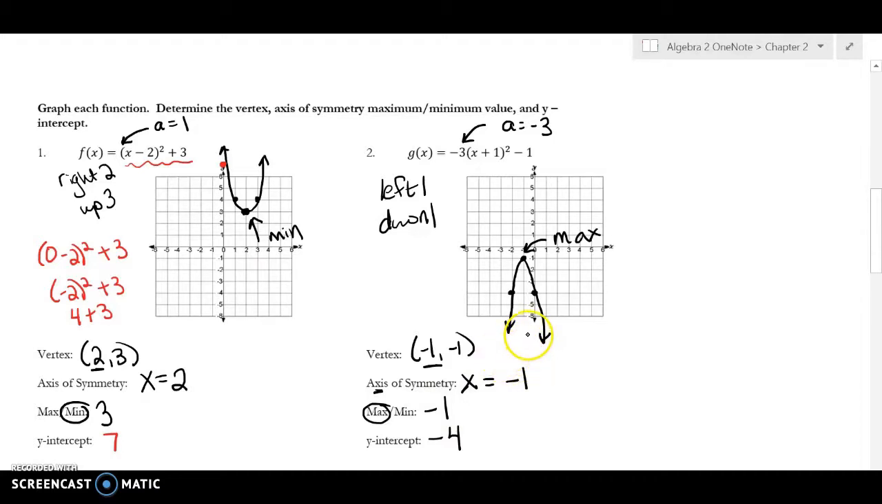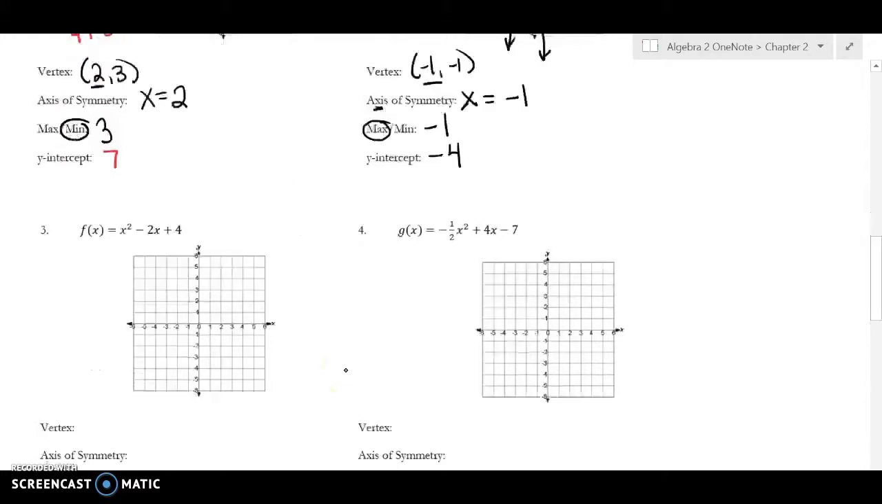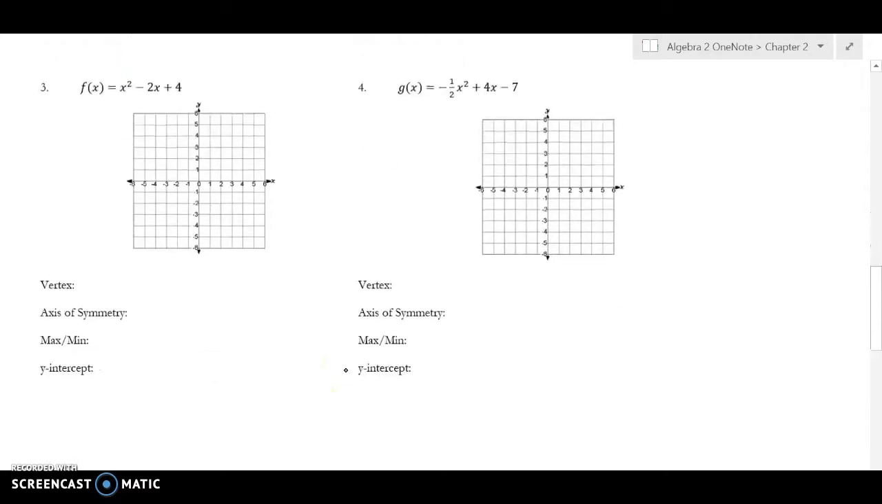Okay, so these first two are graphs that you should be familiar with because we've done a lot of transformations, so those should be easier ones. Just identifying the axis, the max, min, and the y-intercept, that might be difficult. All right, let's look at the next one. The next ones are in standard form. So the first thing that might be helpful is saying what A is. A is 1, B is negative 2, and C is 4.